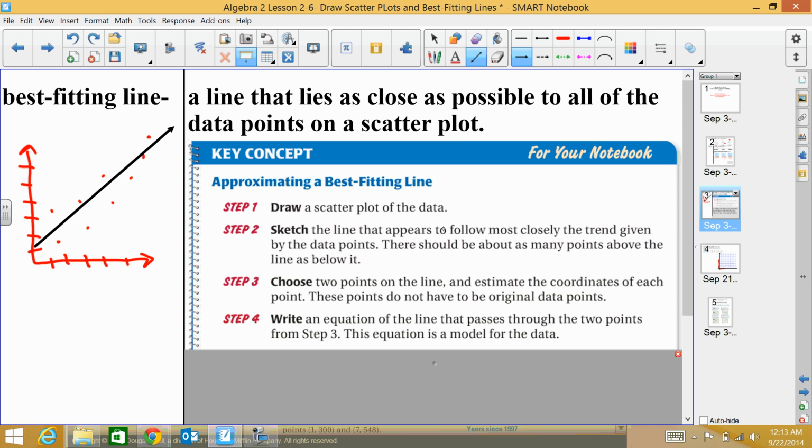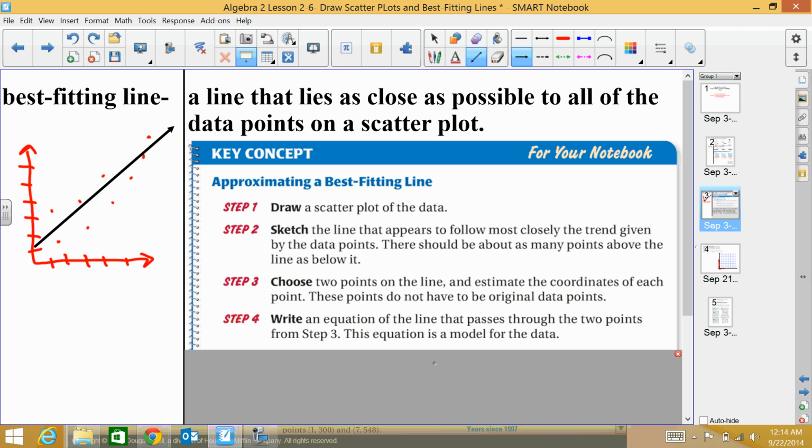First, I would draw my scatter plot. I would plot my points that I was given. I would sketch a line that appears to follow most closely the trend given by the data points. So that's what I did. I started wherever the middle of these would be, and I'm trying to draw a line through these points. There should be about as many points above the line as below it, and if you look, you can tell that that's where this is going. I do have about 4 up here, 1, 2, 3, 4, 5 down here, but that line almost goes through that point, so that's pretty good.